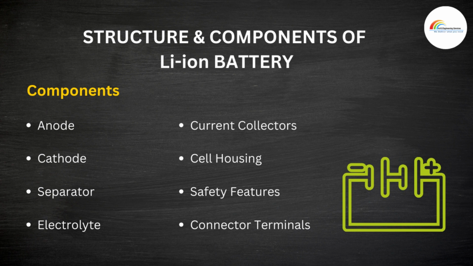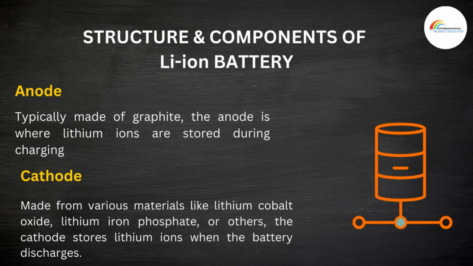Components. Li-ion batteries consist of several key components, each playing a crucial role in their operation. Let's explore these components in detail. Anode. Our first component is the anode. Typically constructed from graphite, the anode serves as the repository for lithium ions during the charging process.